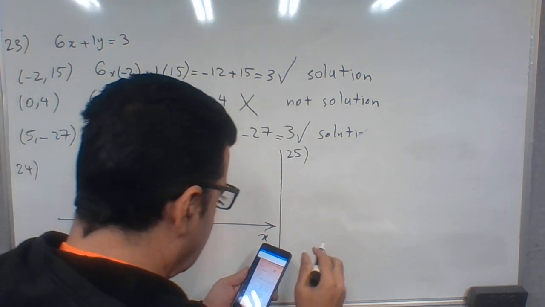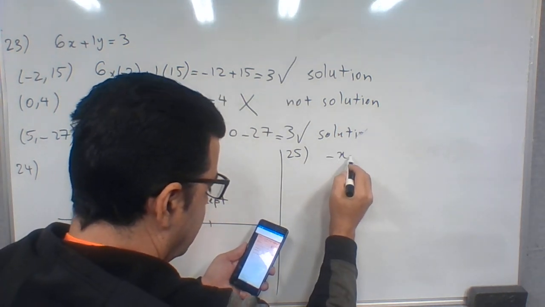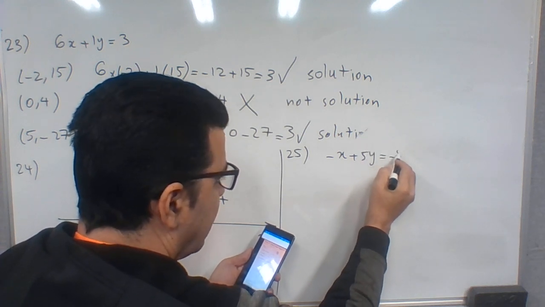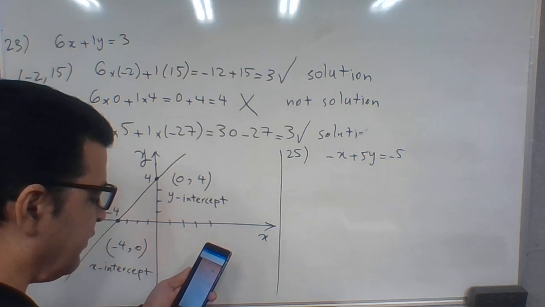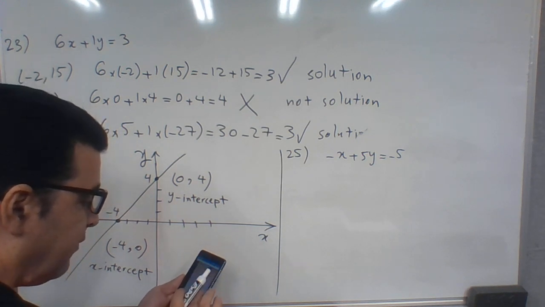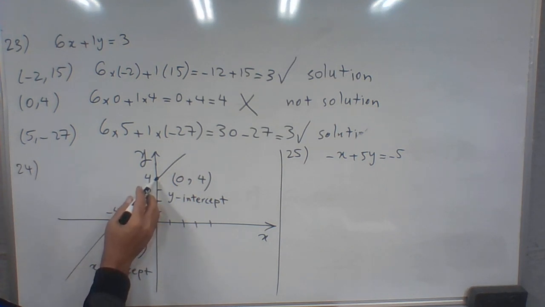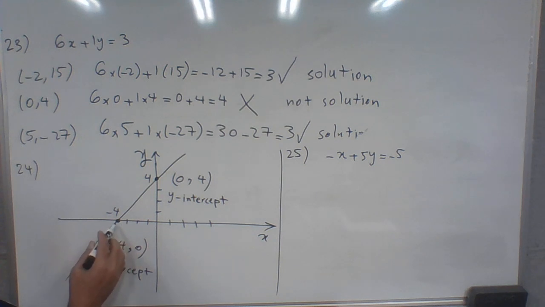We have a line, negative x plus 5y equals negative 5. We need the x-intercept and y-intercept. Before doing that, on this graph, I want to explain that the y-intercept is where x is 0, and the x-intercept is where y is 0.